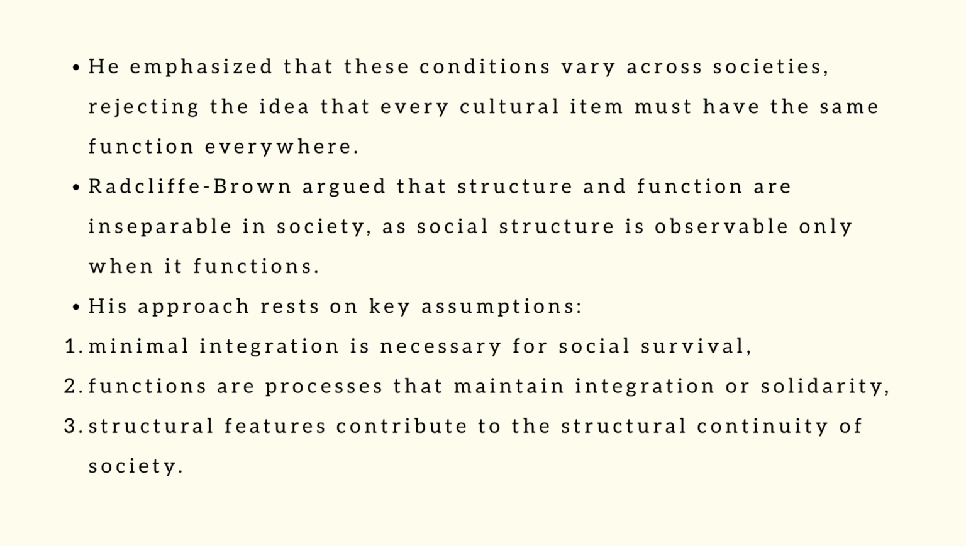A central idea in Radcliffe Brown's theory is that structure and function cannot be separated. He argued that social structure becomes visible only when it is functioning. Structure is not an abstract blueprint. It is observed through actual functioning relationships. Thus, social relations, institutions, and roles reveal their structure through their functions in maintaining social life.